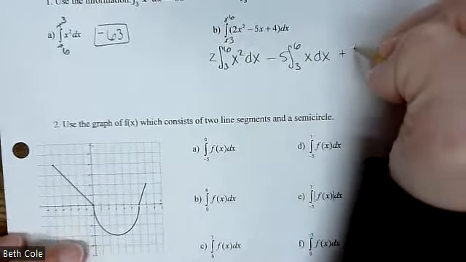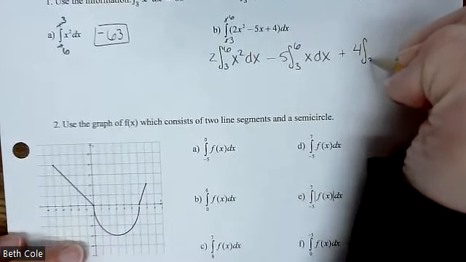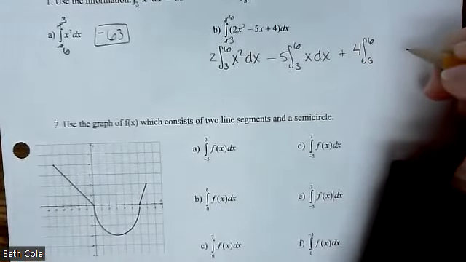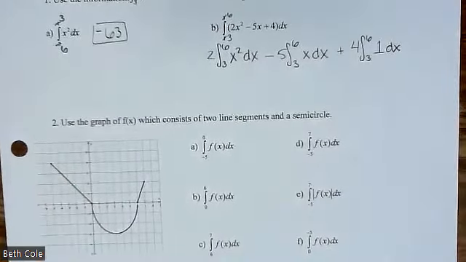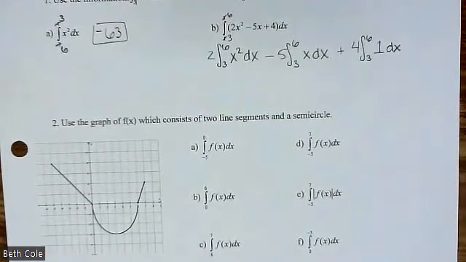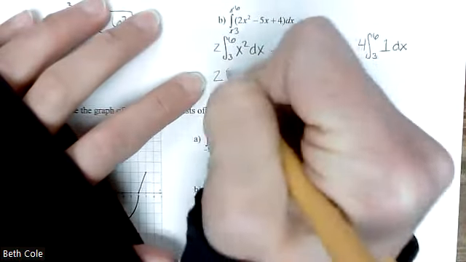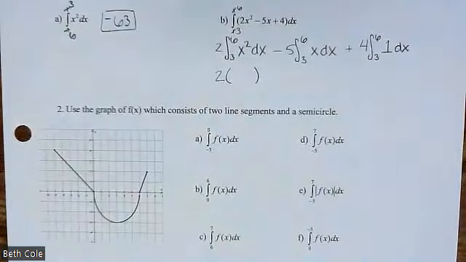Plus, and then it would be 4 integral 3 to 6 of just dx. Or if you want to put the 1 there, I do kind of recommend that. I think that helps. But do you see how I broke it into 3 separate integrals? You could probably have figured it out without me doing that, but I just want you to see how it gets written because the notation is half the battle. All right, so for this first one, you're gonna have 2 times what?